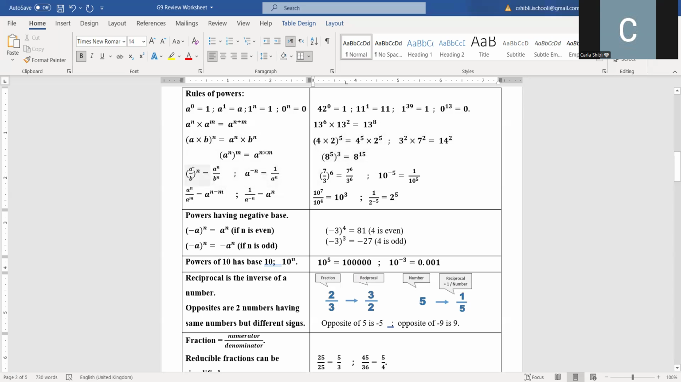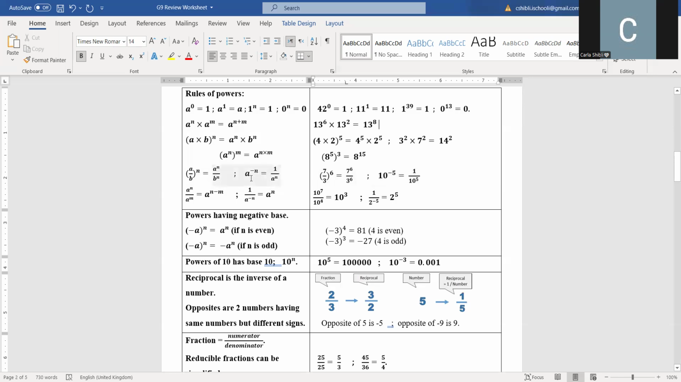Now, if we are dividing a fraction having different numerator and denominator, a over b, all of it to the power n, also in case of division of fractions the exponent is given to both values. So a to the power n over b to the power n. 7 over 3, all of it to the power 6, is 7 to the power 6 over 3 to the power 6.